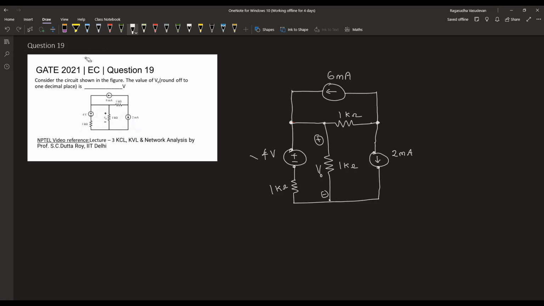We see that this voltage source is in series with this resistor. So this can be converted to a current source in parallel with the resistor. The value of the current source will be 4 volt divided by 1 kilo ohm, which is 4 milliampere. So we have a 4 milliampere current source in parallel with 1 kilo ohm. Let's replace this branch.